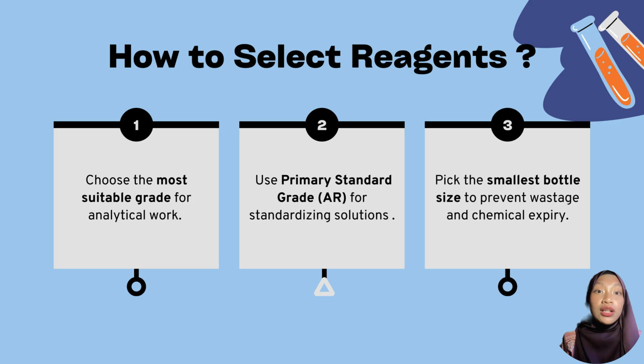Number 2, if you are preparing a standard solution, make sure to use primary standard grade or analytical reagent, AR grade. This type is very pure and gives precise measurements. And number 3, try to pick the smallest bottle size. This helps us avoid wasting chemicals and also prevents them from expiring before we finish using them.